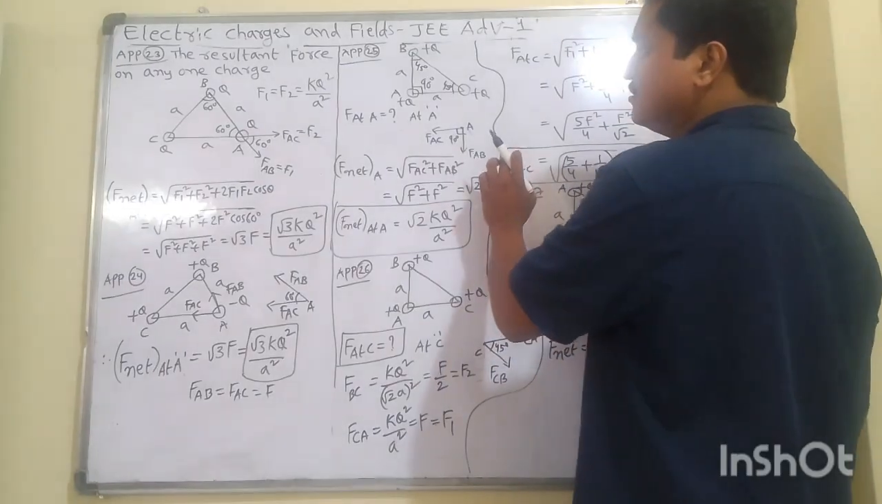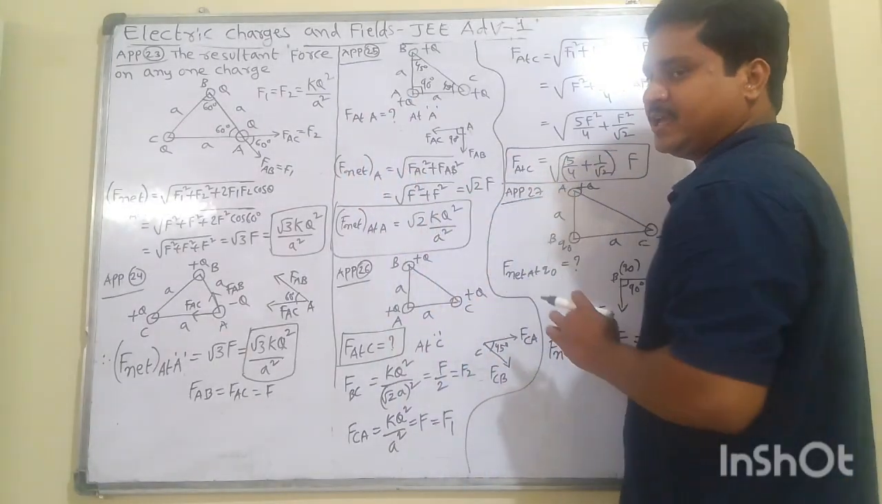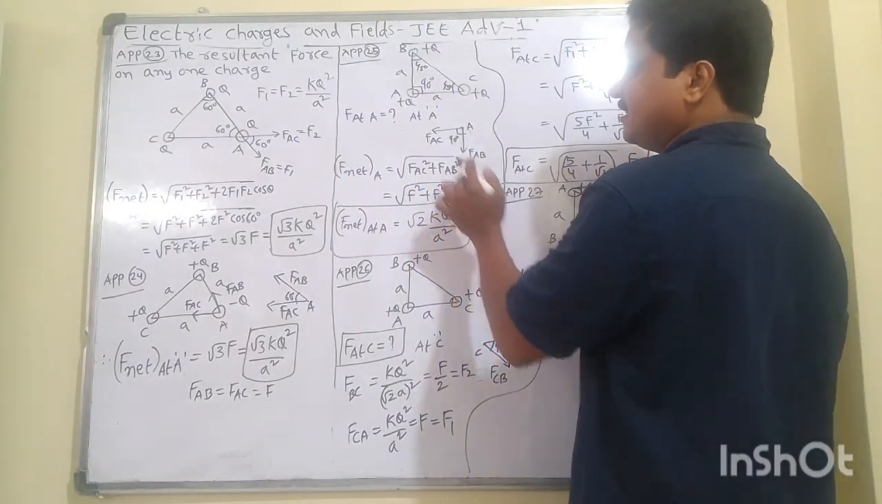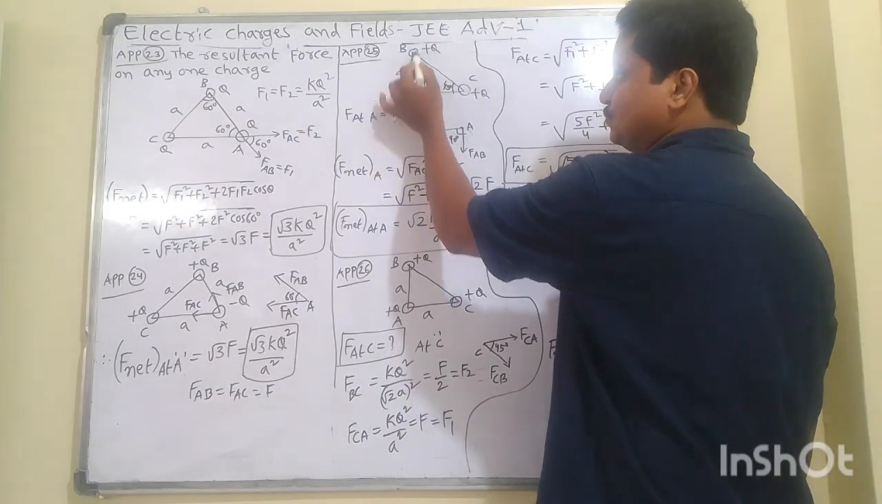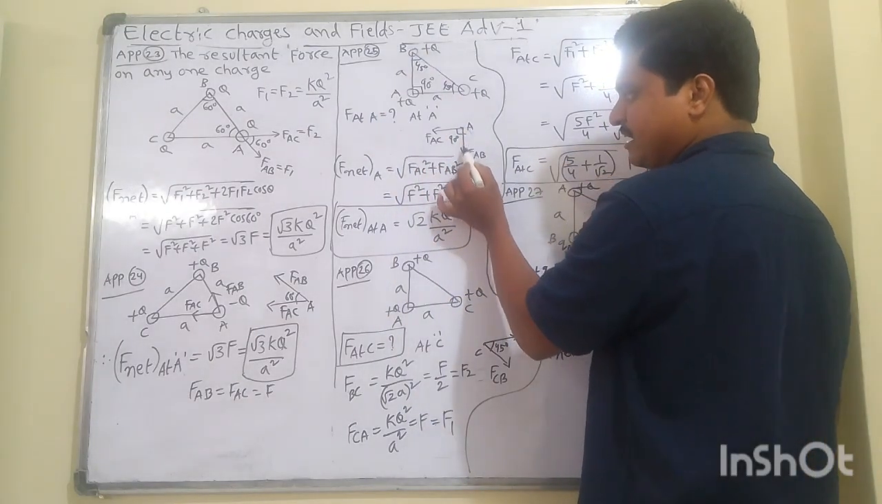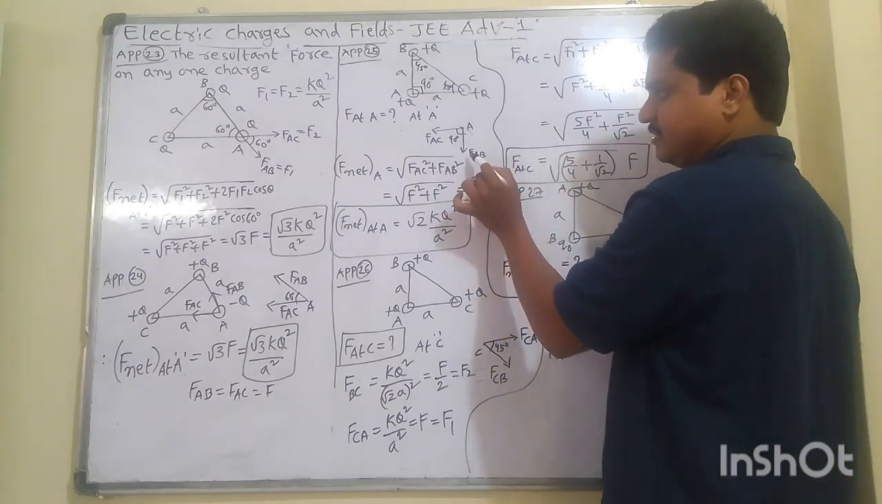So I want to find the net force at A. Now for that, from A take the positive charge towards B, then you will get a repulsive force. Positive charges repel each other, along the AB direction. Like this you need to represent it.